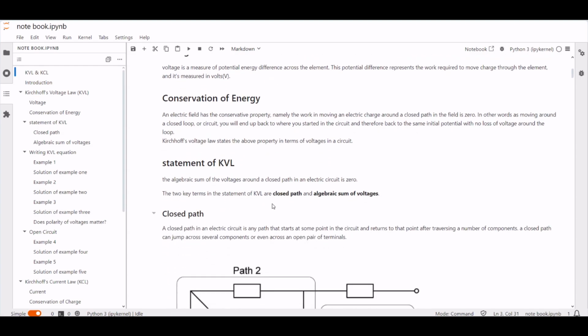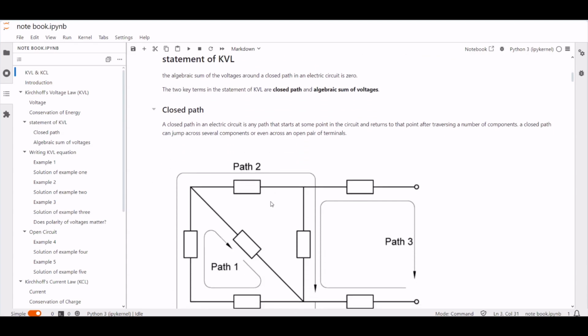A statement of KVL. The algebraic sum of voltages around a closed path in an electric circuit is zero. The two key terms in the statement of KVL are closed path and algebraic sum of voltages. Now let's talk about closed path.